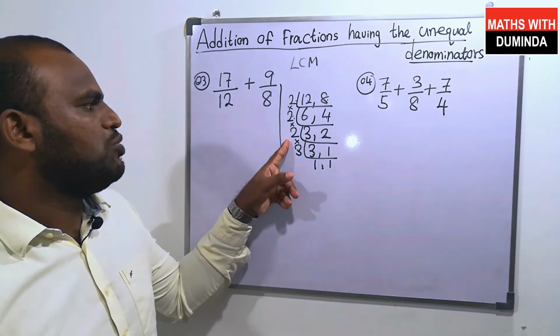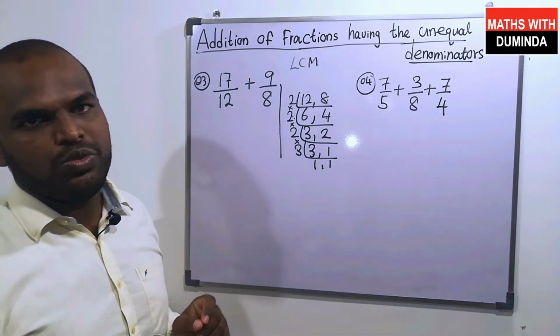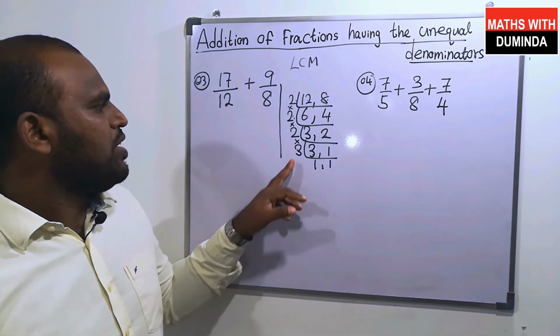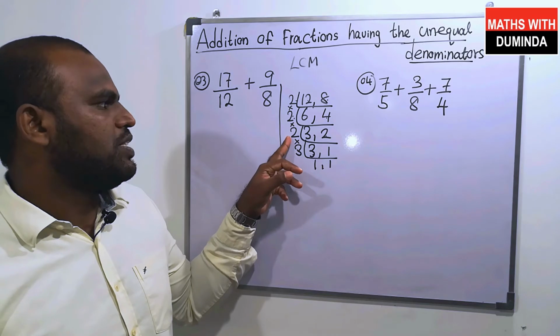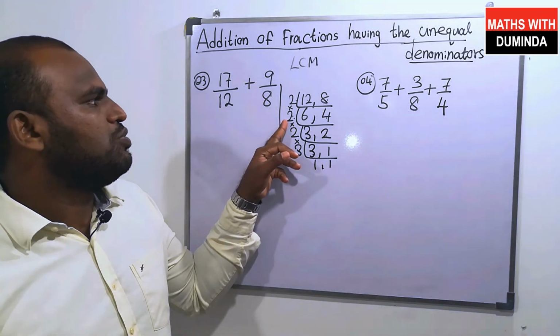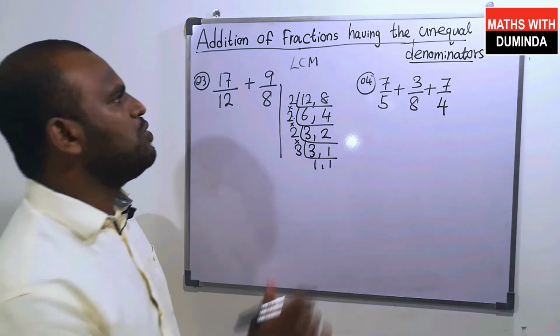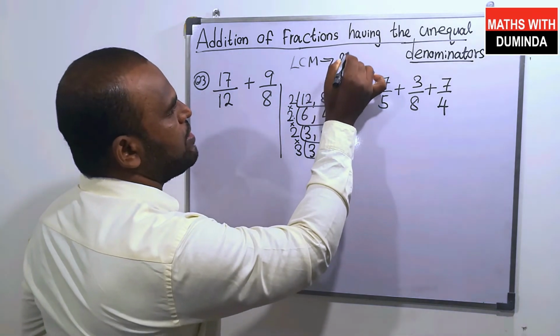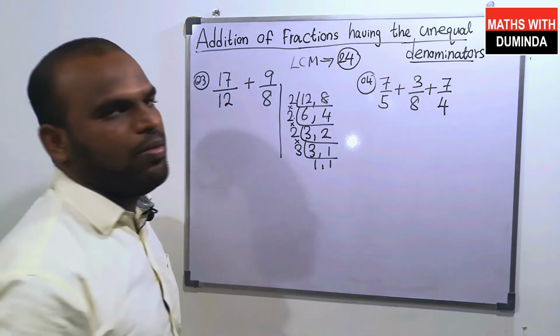3 multiplied by 2 is 6. 6 multiplied by 2 is 12. And 12 multiplied by 2 is 24. Our LCM is 24, which is going to be our common denominator.